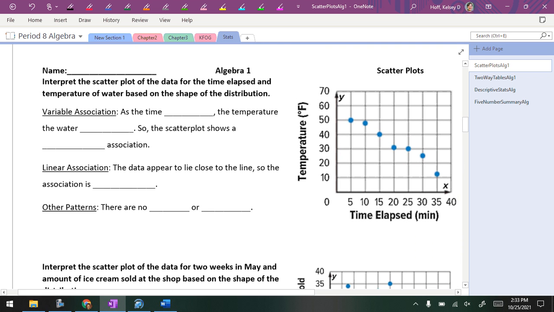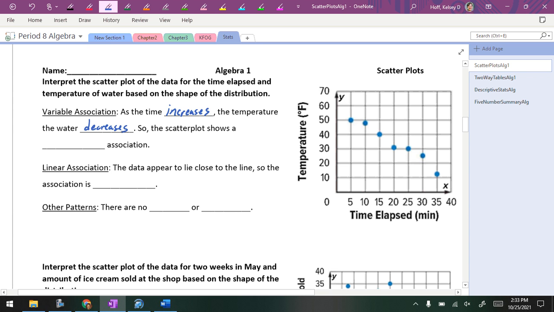Interpret the scatter plot for the data for the time elapsed and temperature of water based on the shape of the distribution. Variable association. As the time increases, which means we are moving to the right side of the graph, the temperature of the water decreases.